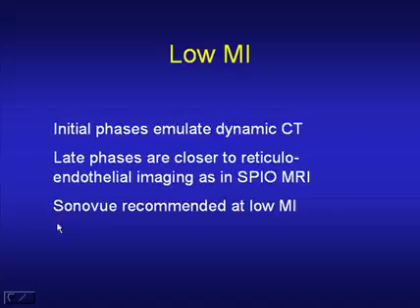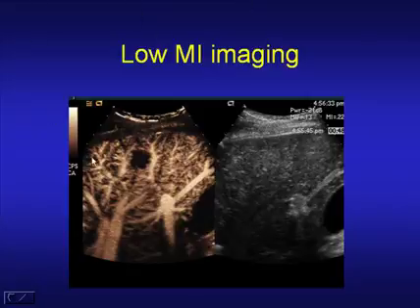And the agent that is licensed in Europe for this type of imaging currently is the agent SonoVue, which is the most widely used agent in Europe at the present time. And we use this almost exclusively in this low mechanical index imaging mode. Here's an example in the early vascular phase. We can see we're visualizing the individual large vessels particularly well, showing no enhancement in this malignant tumor.